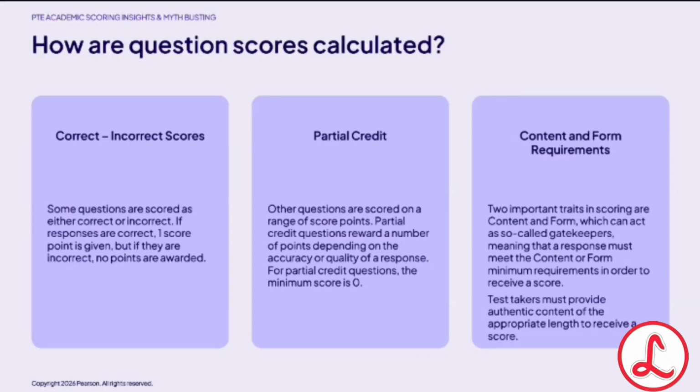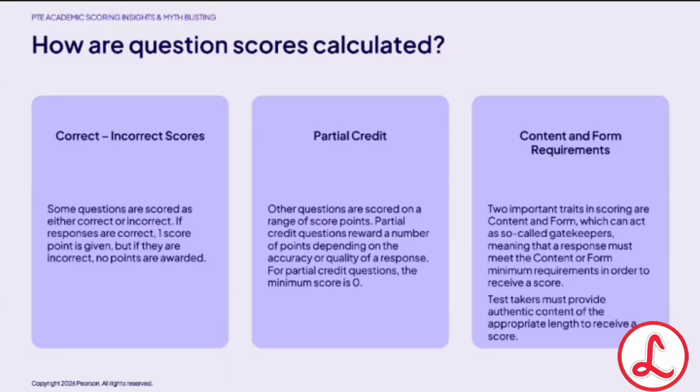So if we start off looking at how individual question scores are calculated, there's two ways that we do this. Some questions have objectively correct answers. Think of something like a multiple choice question. You either select the correct answer or you don't. And for those questions, you get a point for answering correctly and no points for not answering correctly. It's an objectively scored question.